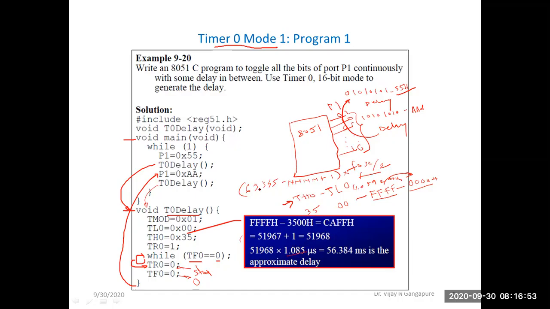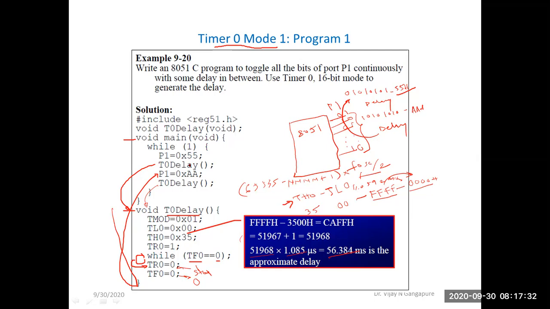1.085 microsecond. So n is the decimal equivalent of 3500, and if we place it in this formula, that is 65535 minus n, the decimal equivalent of 3500, plus 1, this value becomes 51968. It gets multiplied by 1.085, and I get how much time delay? 56.384 millisecond. So this delay function will generate a time delay of 56.384 millisecond.